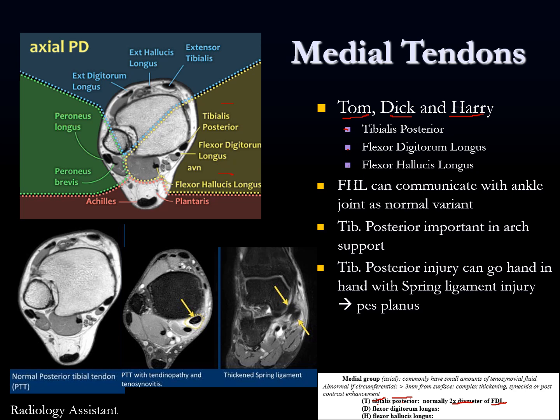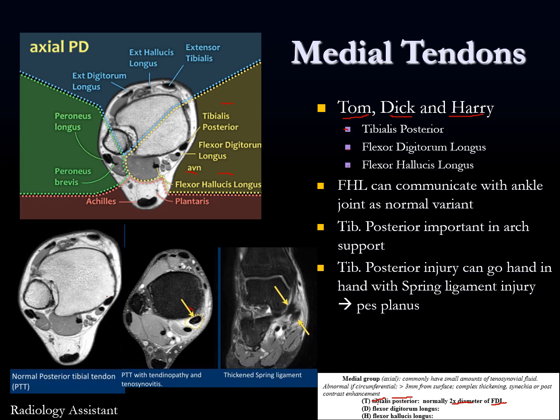The Tom, Dick, and Harry. I think the "and" is technically also the neurovascular bundle, which you can note as well. Here's some example of normal and abnormal tibialis posterior tendons. So this is a normal right here. This is an abnormal where it's too thick and it has fluid around it, so that's tendinosis and tenosynovitis.